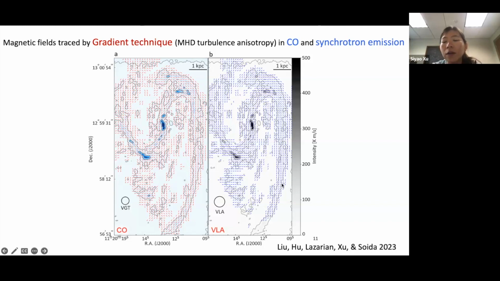So this is a really nice illustration showing the close relation of MHD turbulence, where we apply this gradient technique and measure the magnetic fields in the cold gas and in synchrotron emission. It tells us that cosmic ray diffusion is closely related to star forming regions.